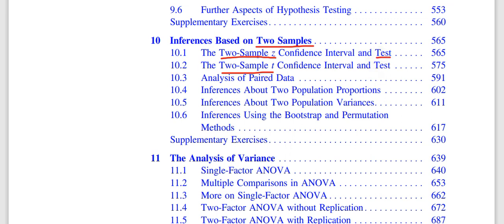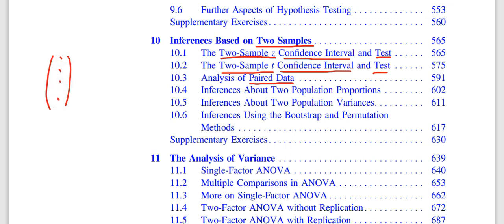So here we have two things we can do with the data. We can do estimation, which is the confidence interval, and we can do testing. The z test and t test mean that the test statistics follow a normal distribution or a t distribution. Paired data means we can change a two sample problem into a one sample problem.